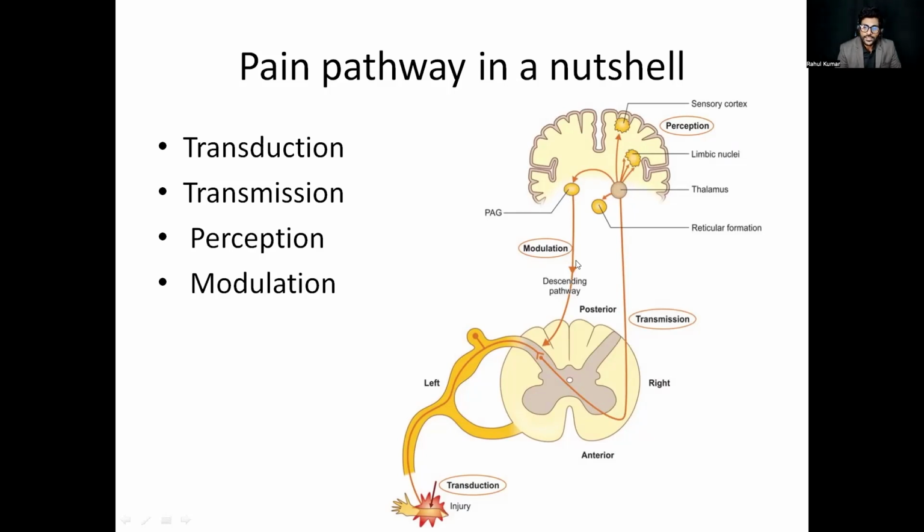Now, there is a descending pathway. This is the modulation. Modulation, as in inhibitory signals, goes down to the point of entry. Modulation basically is like reducing the signal. If it's coming way too much, it tries to put brakes on it. So, modulation is an inbuilt painkiller mechanism. It's a very interesting thing that you should look up after the presentation. It just opens up a lot of discussion.